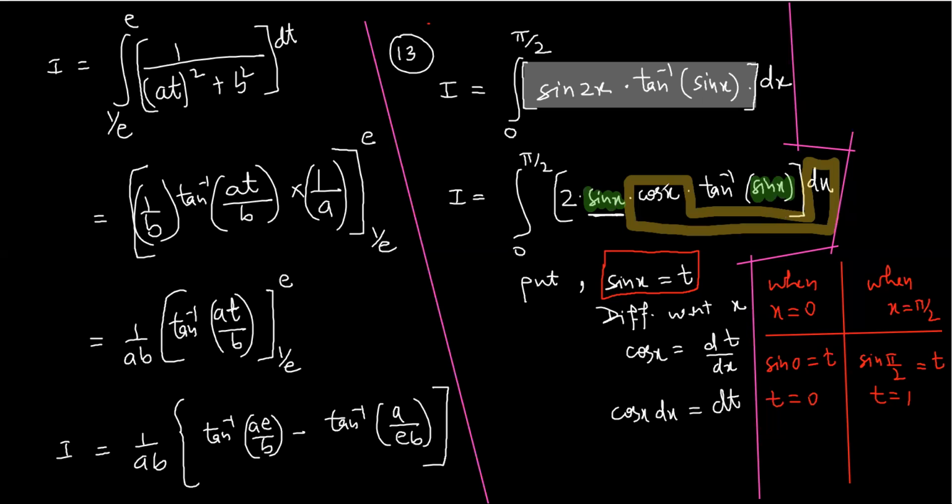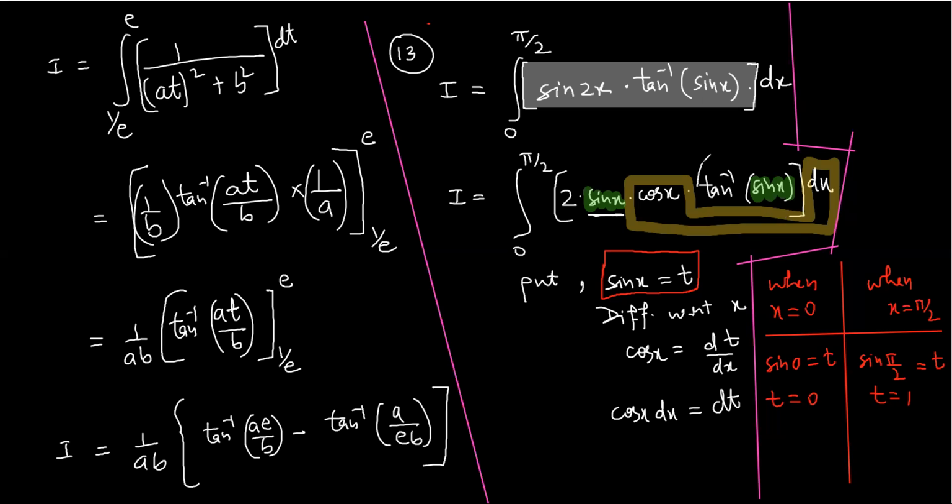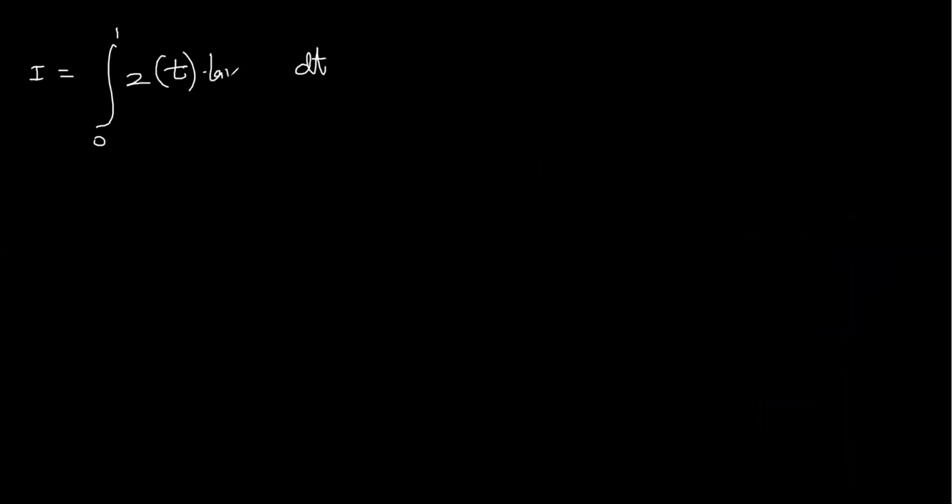2t, why this t? For cos x dx, that is dt. Okay, and then you have tan inverse of sin x, so tan inverse of t. Now this 2 is a constant. I'll write it out. So I equals 2 out, 0 to 1 t into tan inverse t dt. See, this is what I get.